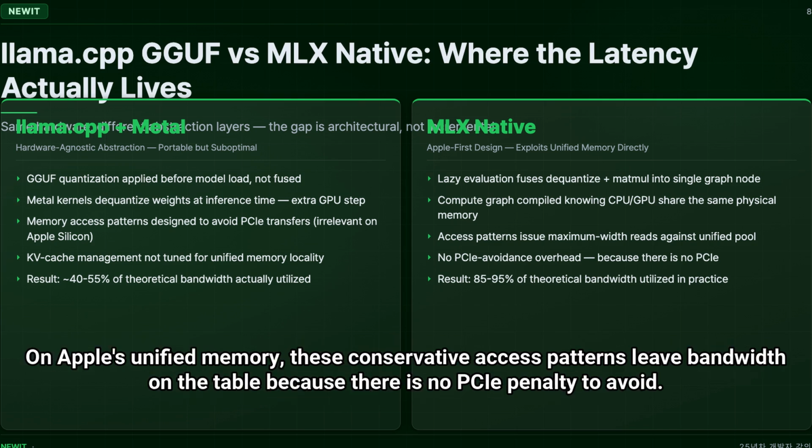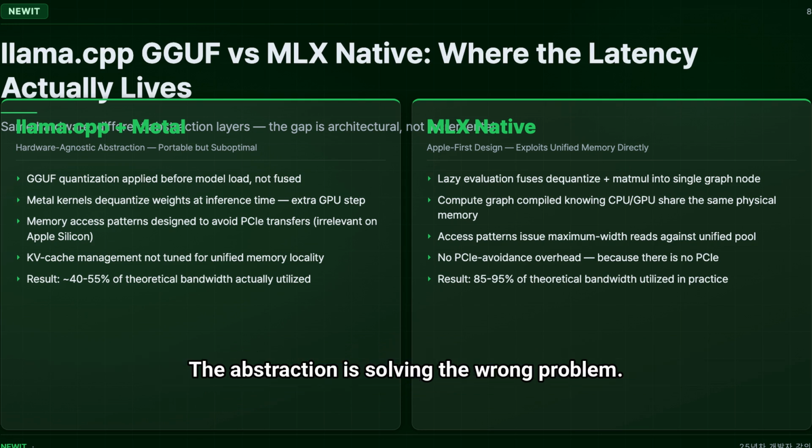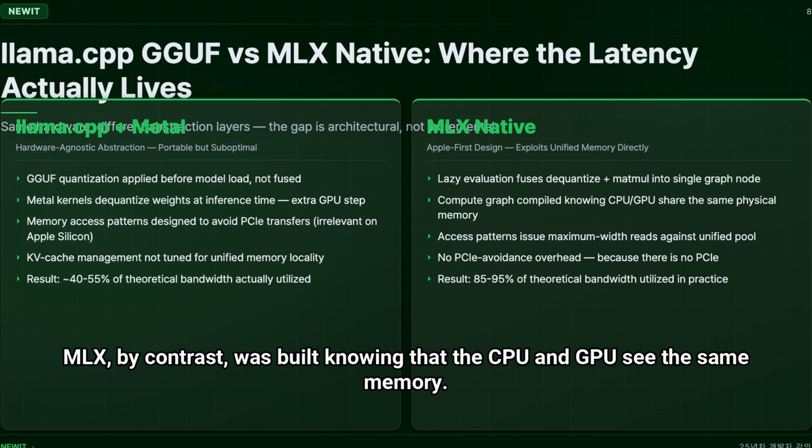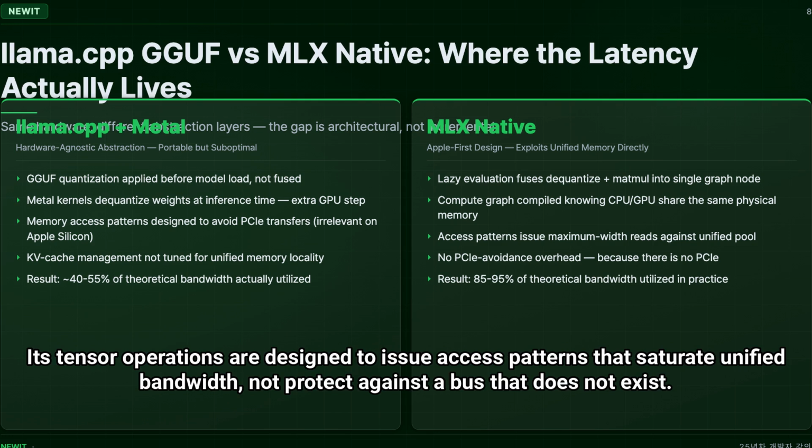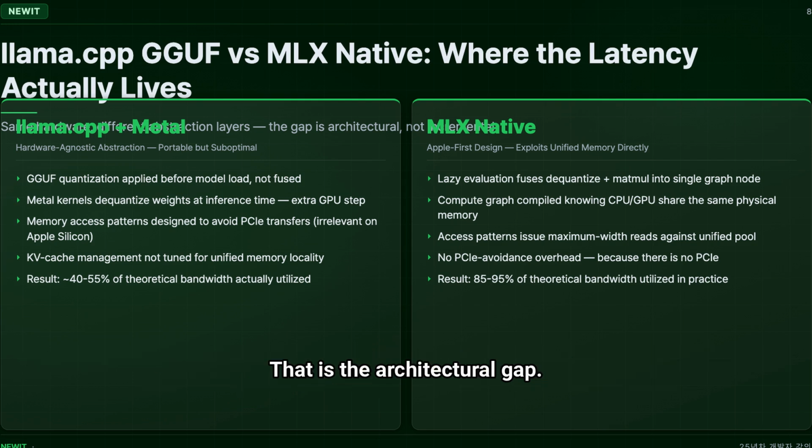On Apple's unified memory, these conservative access patterns leave bandwidth on the table because there is no PCIe penalty to avoid. The abstraction is solving the wrong problem. MLX, by contrast, was built knowing that the CPU and GPU see the same memory. Its tensor operations are designed to issue access patterns that saturate unified bandwidth, not protect against a bus that does not exist. That is the architectural gap.